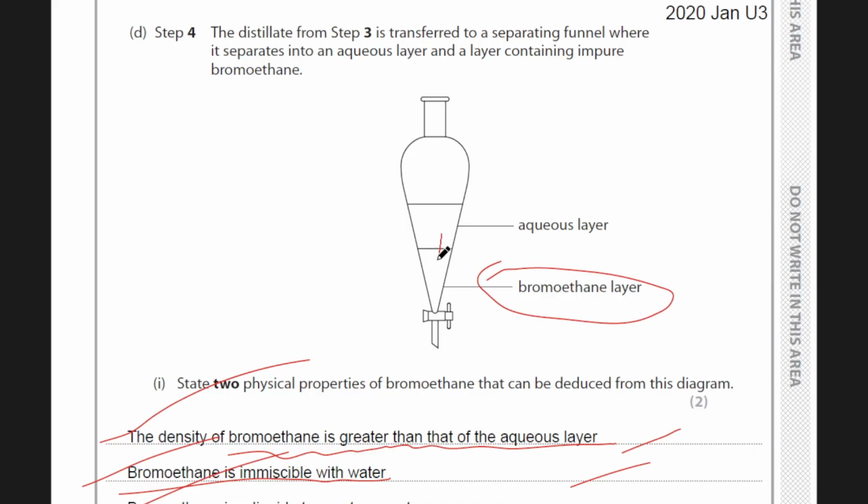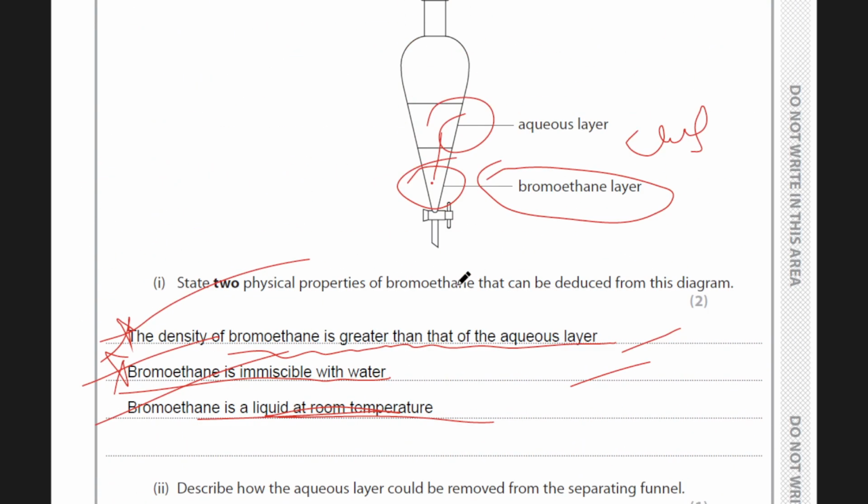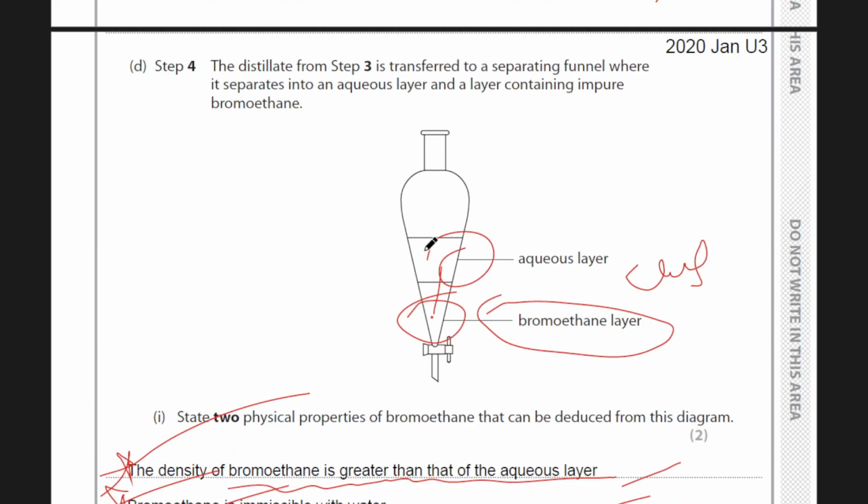Due to the higher density, it tends to settle down at the bottom. And since it's immiscible with water, the aqueous layer is basically water. These are the 2 main reasons that the components settle down like this in a separating funnel during the solvent extraction process. And since it's a liquid at room temperature and the whole process is performed at room temperature, there is more suitability for the bromoethane to be produced as a liquid layer.